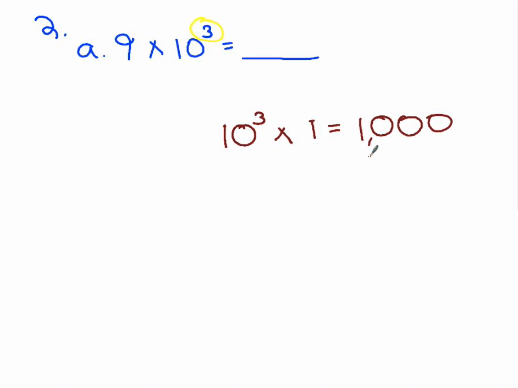So let's look back up at our top problem. What would 9 times 1 be? And yes, someone did say the correct way to do it a little bit ago. 9,000.